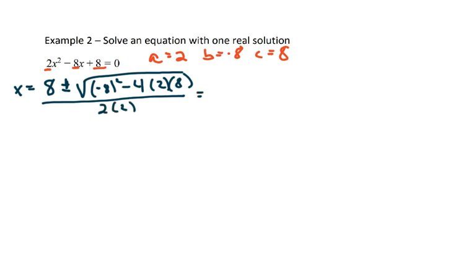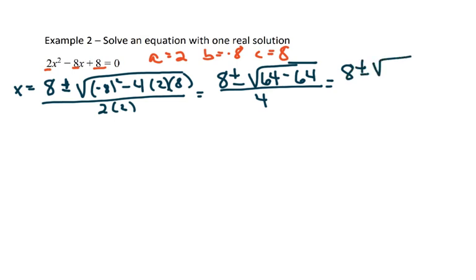Okay, let's simplify some of this stuff down. We're going to get 8 plus or minus. Underneath that, 8 squared becomes 64. And then we got negative 4 times 2 times positive 8. That also becomes minus 64. Interesting, we can see what's about to happen underneath that square root. This is all over 4. When that square root, I end up with 8 plus or minus nothing all over 4.